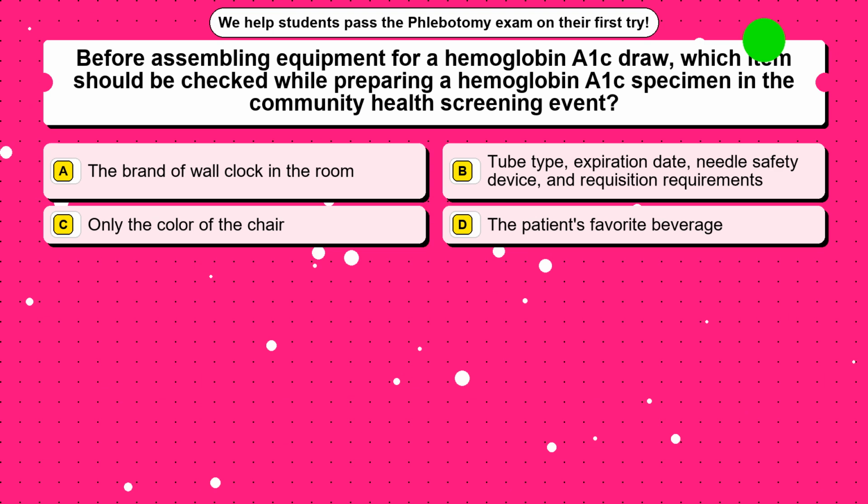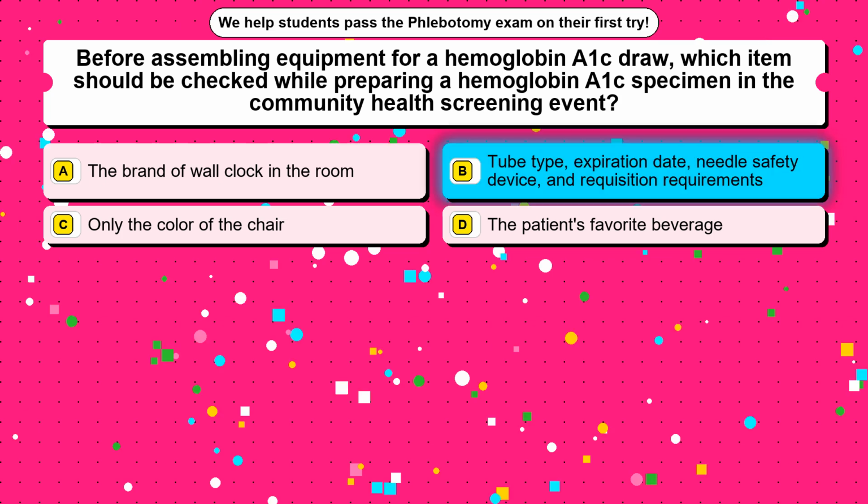Question 60. Before assembling equipment for a hemoglobin A1C draw, which item should be checked while preparing a hemoglobin A1C specimen in the community health screening event? Option A. The brand of wall clock in the room. Option B. Tube type, expiration date, needle safety device, and requisition requirements. Option C. Only the color of the chair. Option D. The patient's favorite beverage.